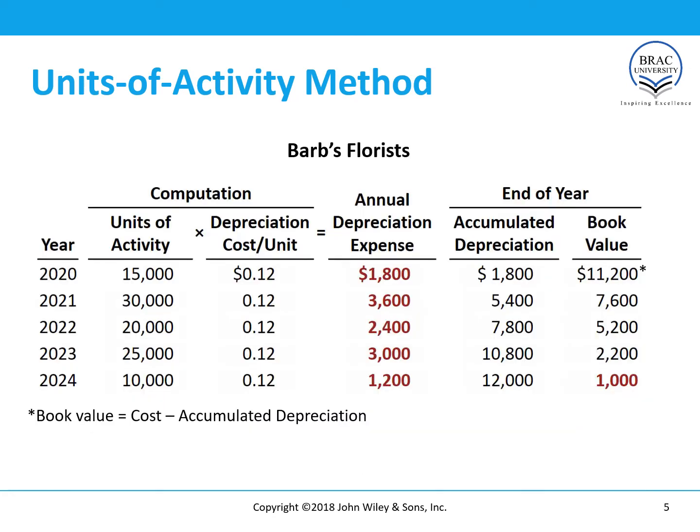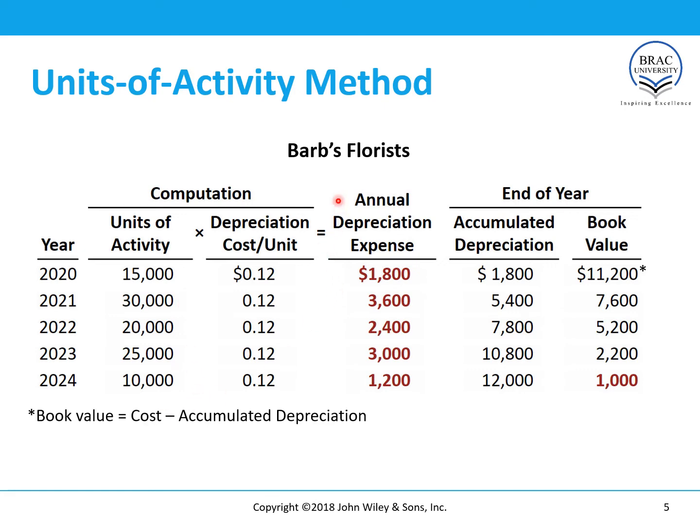Here we have the depreciation schedule for Barb Florist, and it has 6 columns. So we start with the year. We have 5 years here, and the units of activity per year is given here, and you can see that we have different units of activity each year.